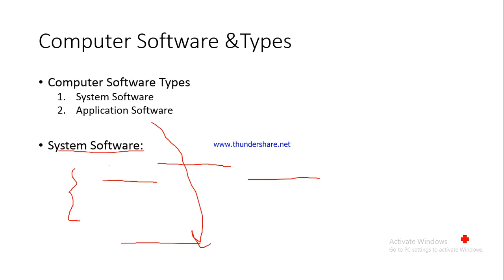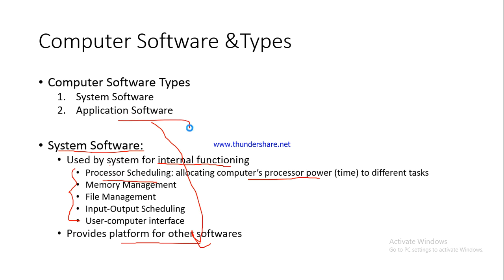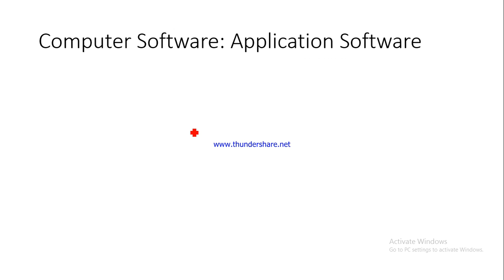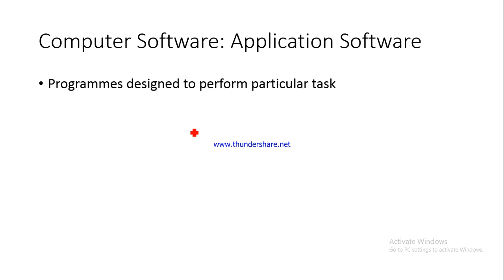What is the next one? I hope you remember, we have discussed system software. We have to now discuss the application software. So we are moving on to the application software now. Programs designed to perform a particular task. Now they are designed to perform only a particular task, right?